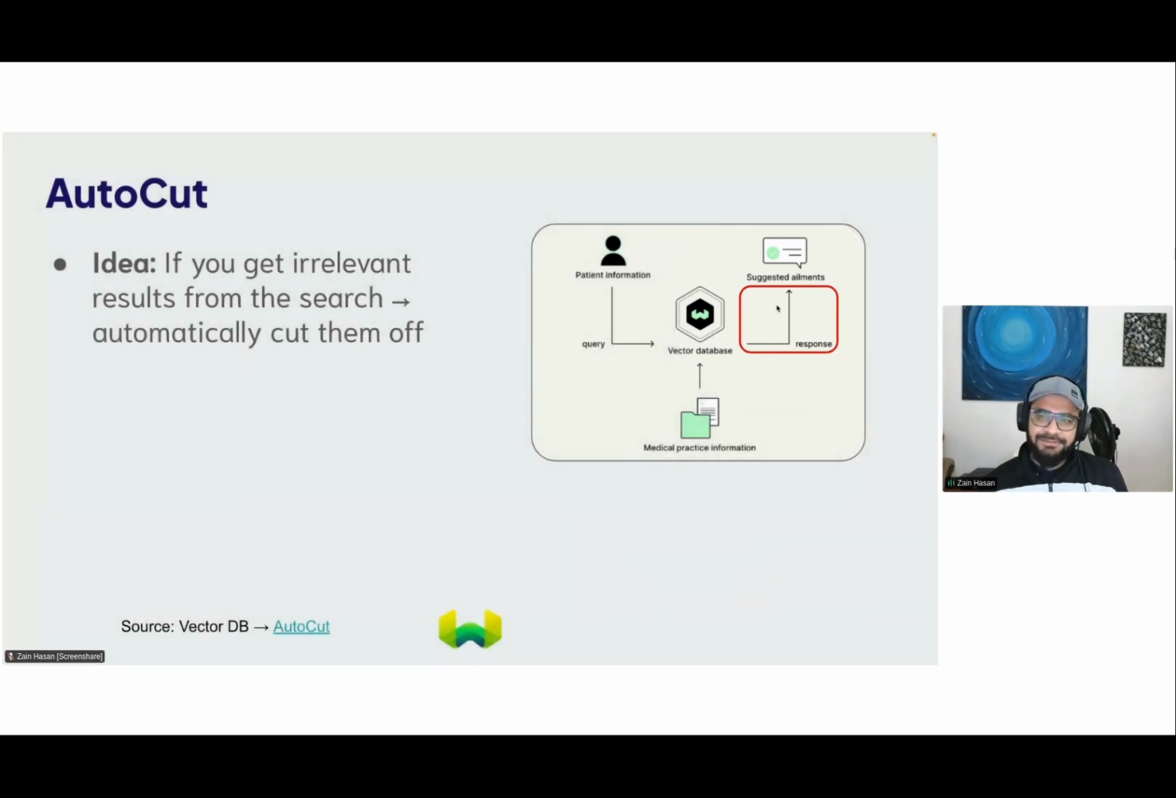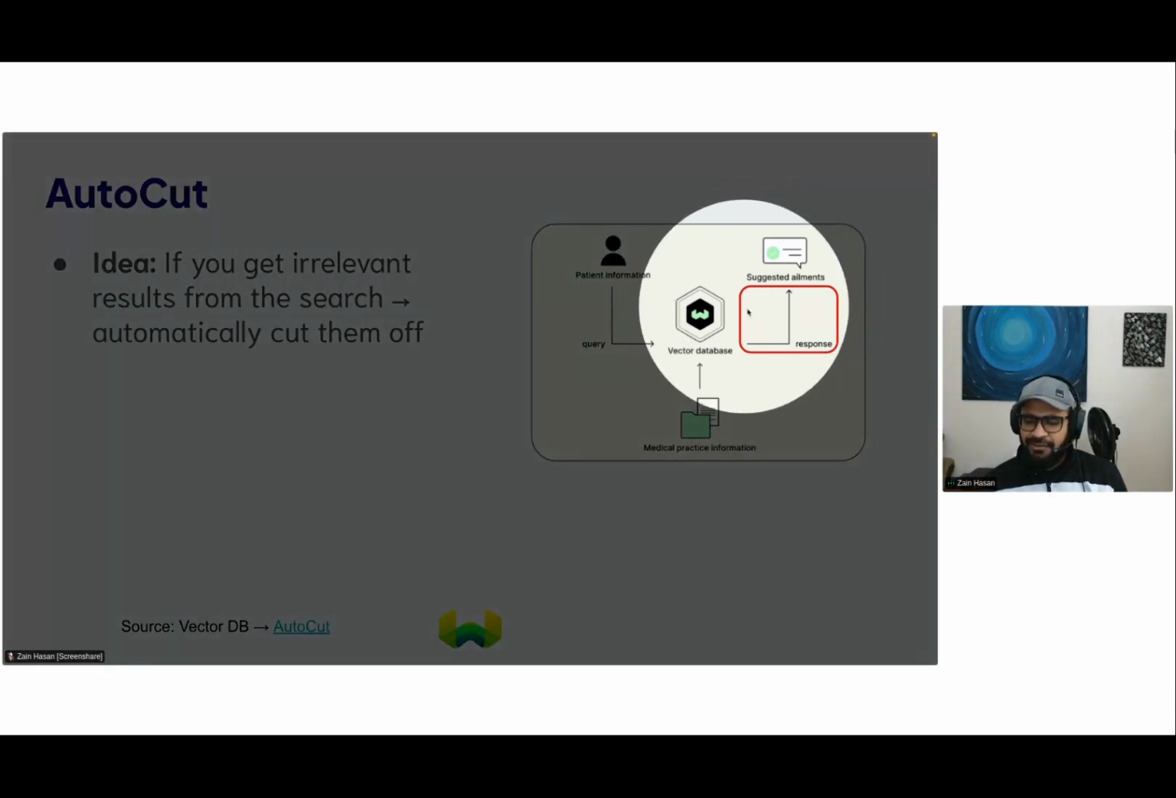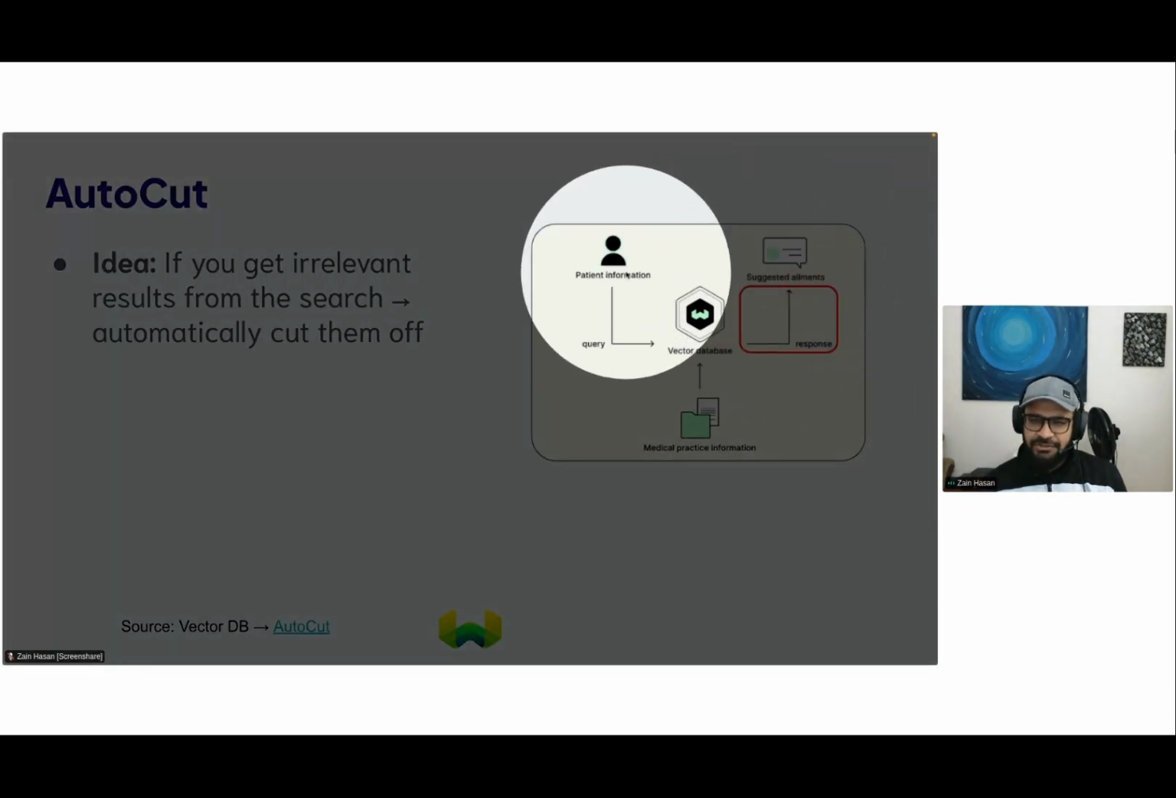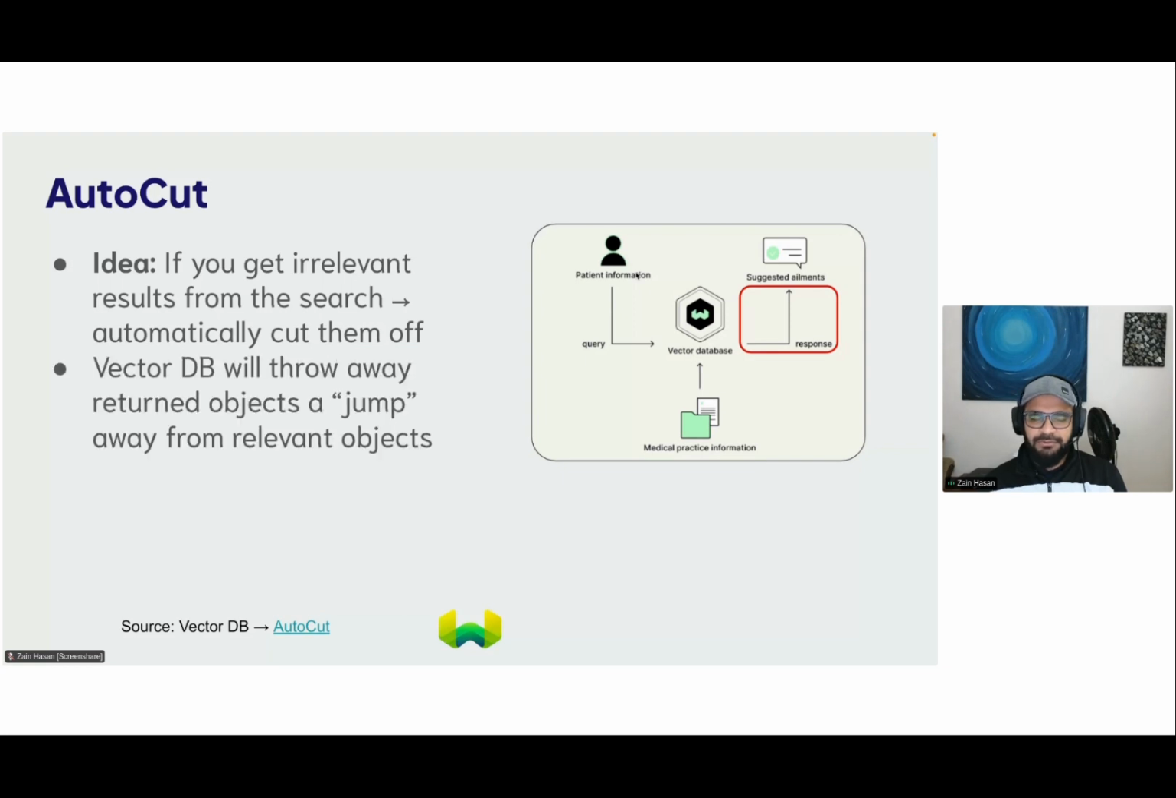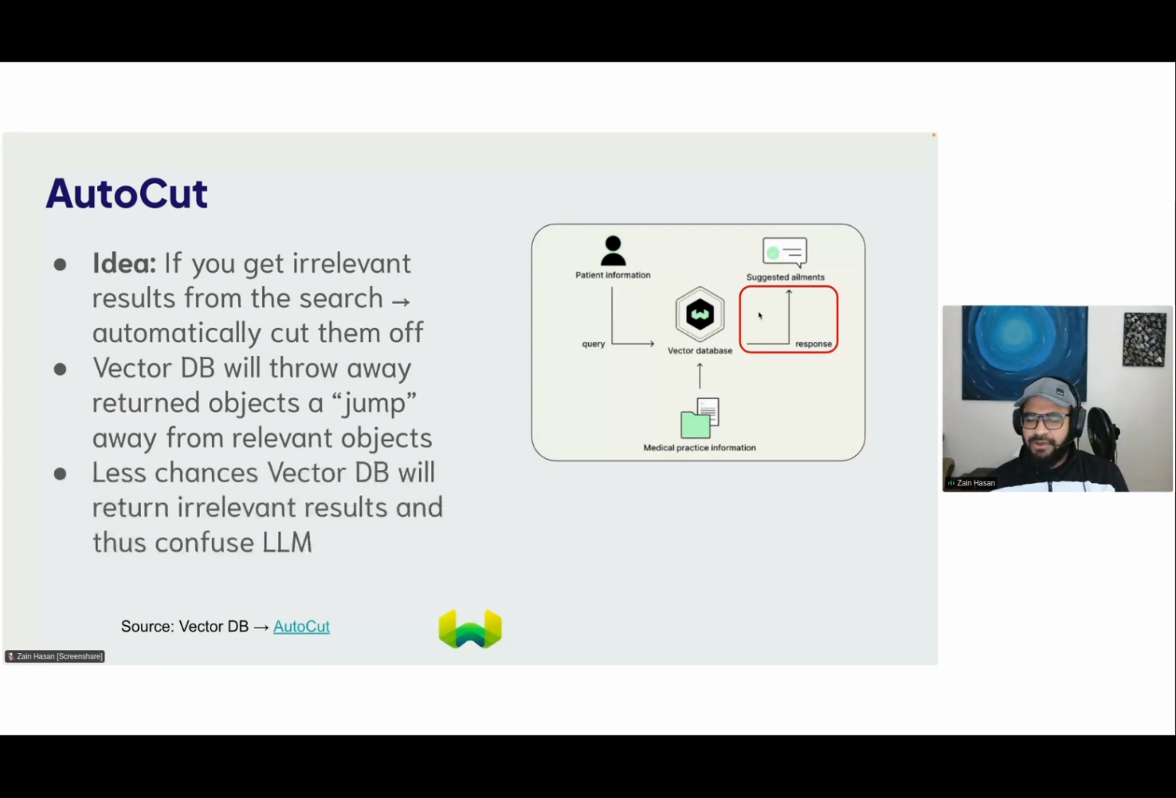So what AutoCut does is it goes through and looks in a very detailed fashion at everything that comes out of the vector database, and it matches it one for one with the patient information, and it says, is this really relevant to what the patient was asking? Right? It tries to do the similarity analysis between the patient's information and everything that comes out of the vector database. And it says, if there's anything that's slightly irrelevant, we'll take it out. Right? And so now you can give your language model much more relevant information.